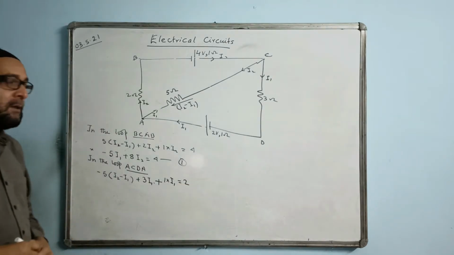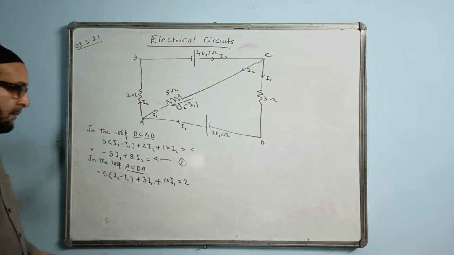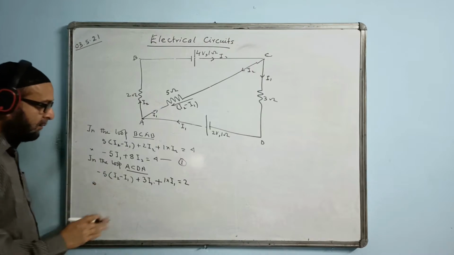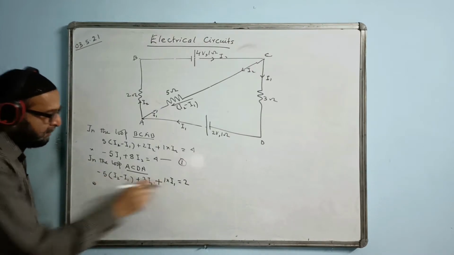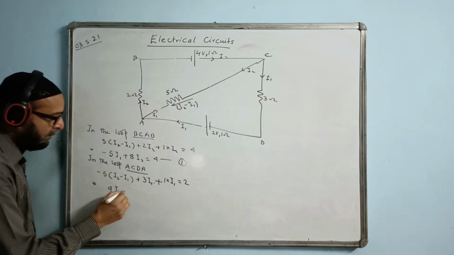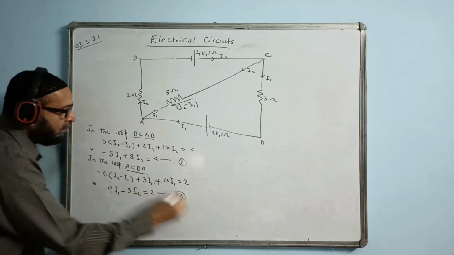Here the key point, many of the students forget about the internal resistance, that should not be forgotten. Now we simplify and make another equation here. Plus 5 I1, 5 plus 3, 8 plus 1 is becoming total 9 I1, minus 5 I2 is equal to 2. Equation number 2.